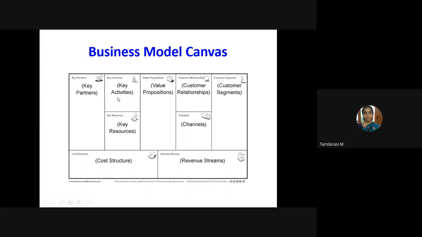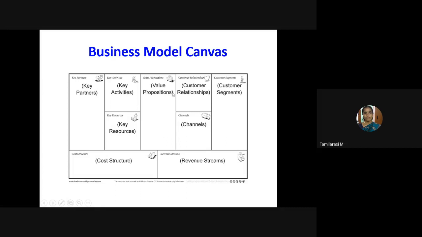No need to tell everything. What are the main activities you have to execute? Key resources means what are the resources required to implement these key activities? Which are the main resources that you need to complete these key activities? So that is the second thing.